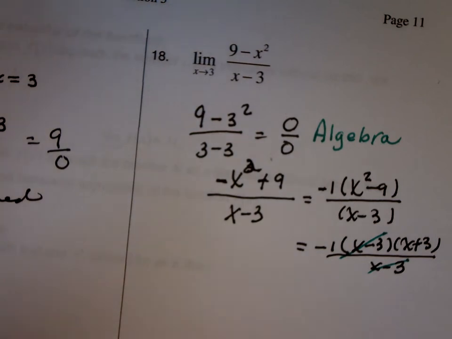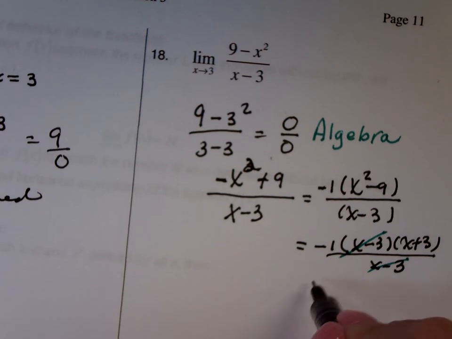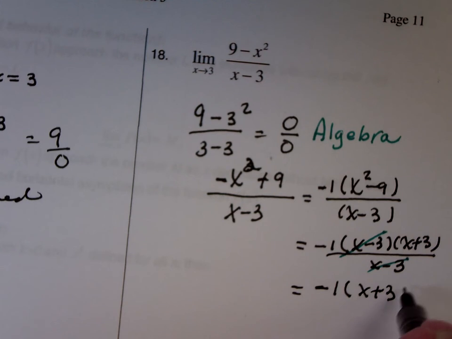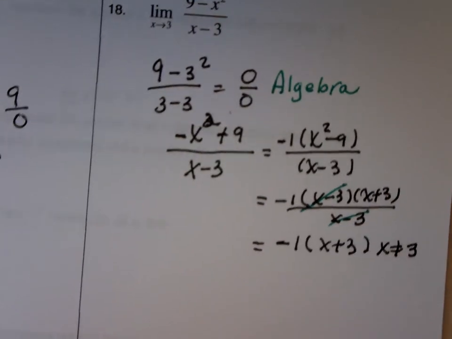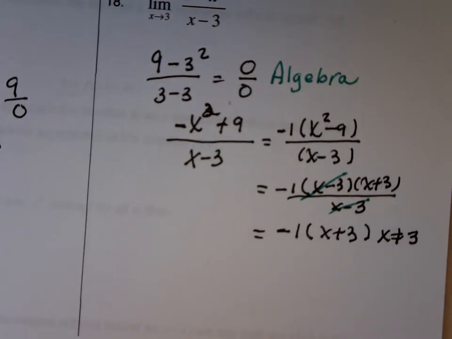It should. If you get a 0 over 0 form, you've got to do something. There is a common factor between the numerator and the denominator. They have something in common, so you're going to be able to reduce it out. So this is going to turn into negative 1 times (x plus 3). Now, the stipulation is x can't be 3. Why? Because I removed it. I removed the problem. The original problem has a domain issue. The domain issue is x can't be 3.